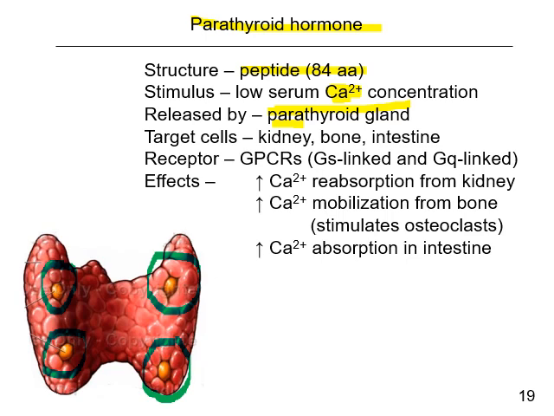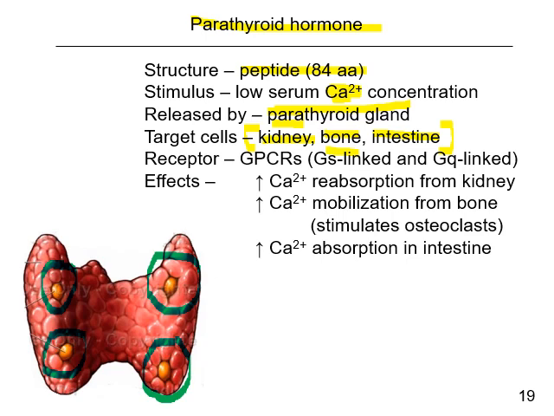The target cells for parathyroid hormone are kidney to conserve calcium, bone to provide serum calcium if necessary, and intestine to absorb calcium from diet. So we can either conserve it with the kidney, we can get it from our diet, or we can get it from our bone as sort of a last resort.